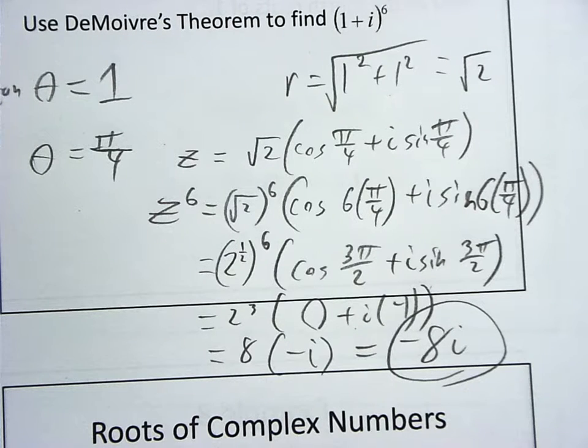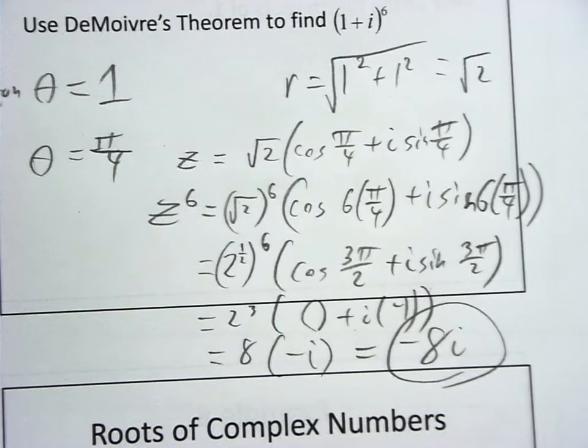Say again? Well, considering the time crunch some of you have on the test, I highly don't recommend multiplying it out. And if it does say use de Moivre's theorem, you do need to do it this way. Okay?